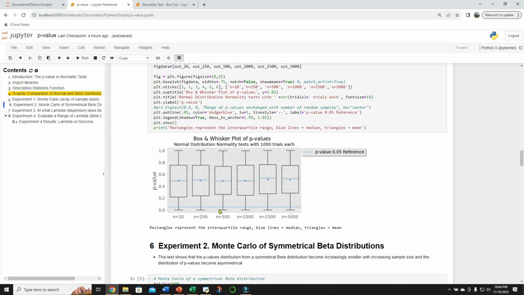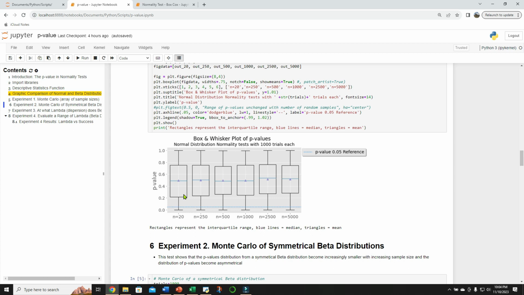So in all cases, we had some trials that turned out to be not normal while we randomly sampled, even out to 5,000. Most of the data, so in this area here, this is the interquartile range, or 50% of the data, is always in the normal position.